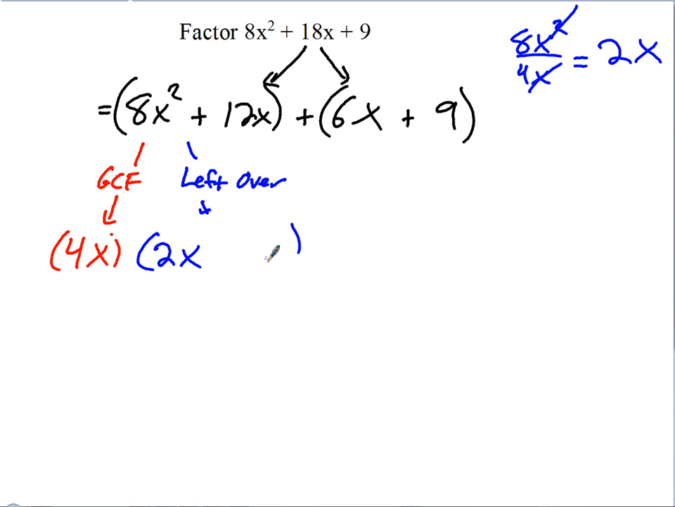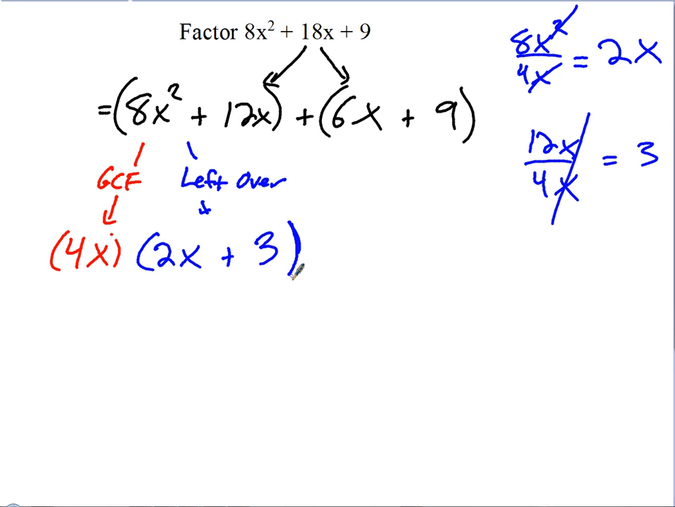4x times what is positive 12x? 3. And once again, I could just divide it if I wanted to. I could say 12x divided by 4x. The x's cancel. 12 over 4 is 3. And there's my 3. Okay, either way, doesn't matter. Now it gets really simple, because now we can just follow a pattern.